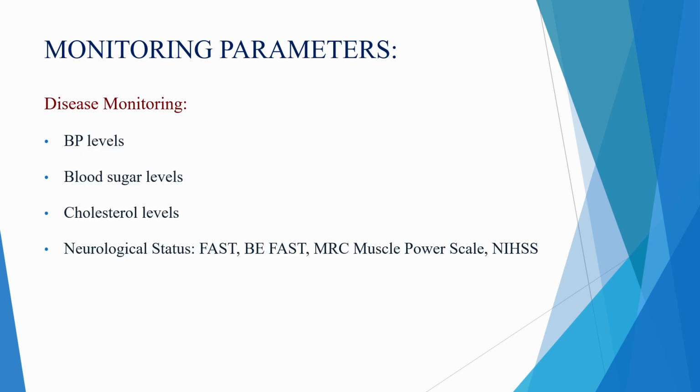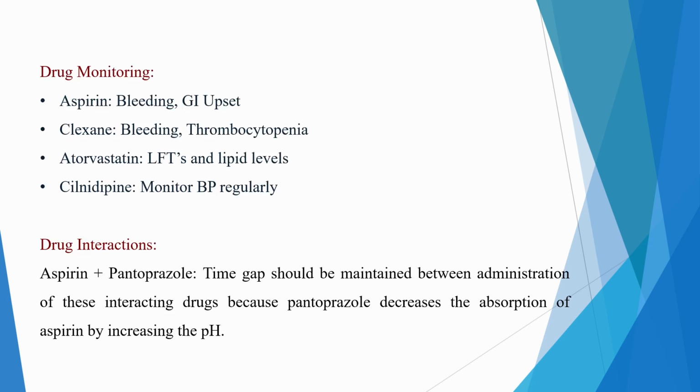Monitoring parameters regarding disease included BP levels, blood sugar levels, cholesterol levels, neurological status, FAST, BE-FAST, MRC muscle power scale, NIHSS. Drug monitoring includes: for aspirin, monitor bleeding, GI upset; for Clexane, bleeding, thrombocytopenia; for atorvastatin, LFTs and lipid levels; and for cilnidipine, monitor BP regularly.